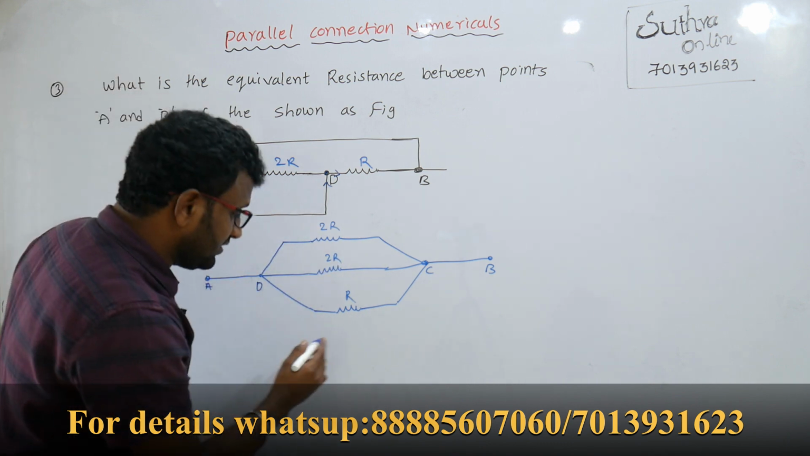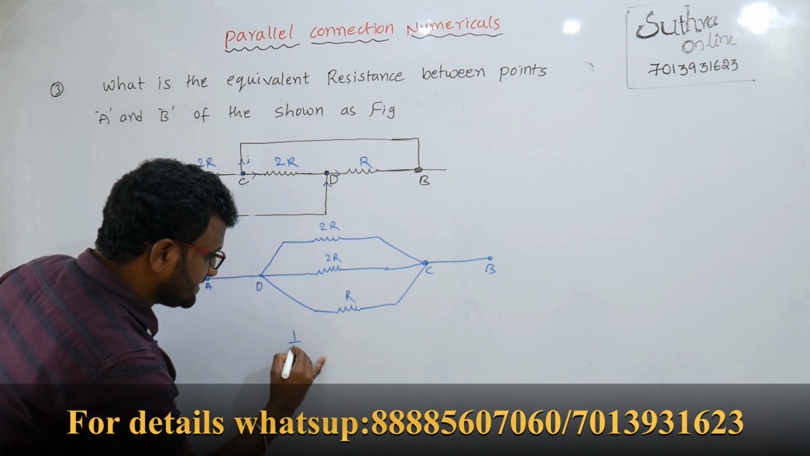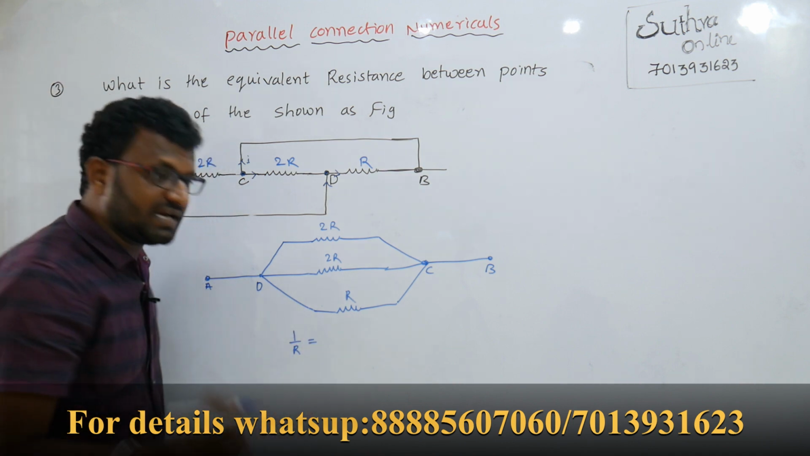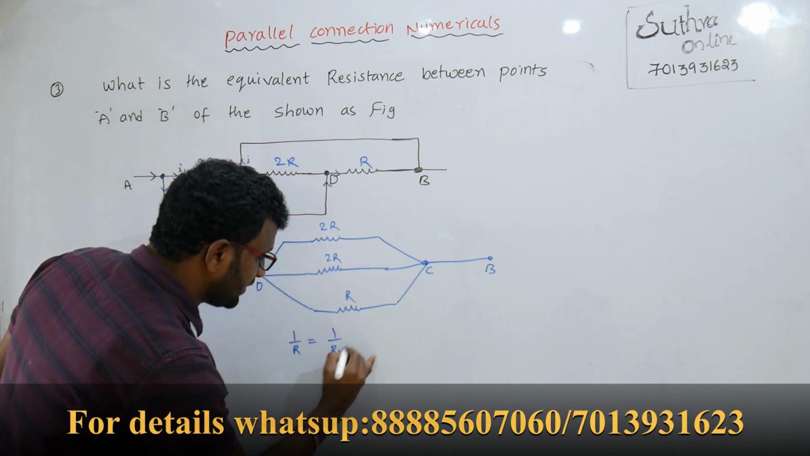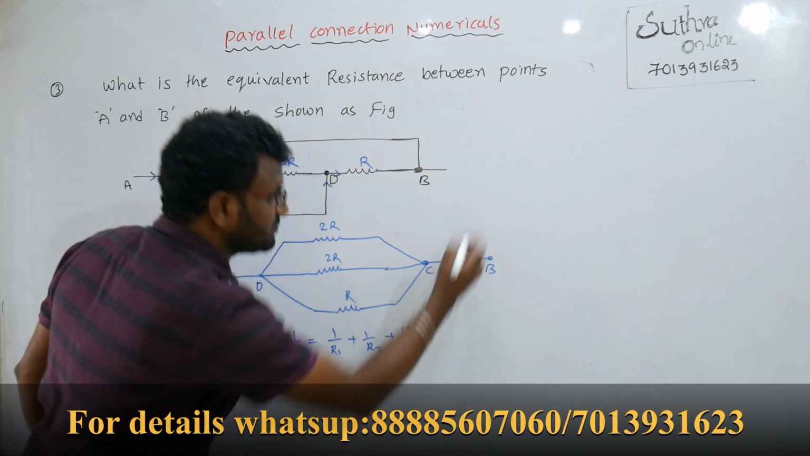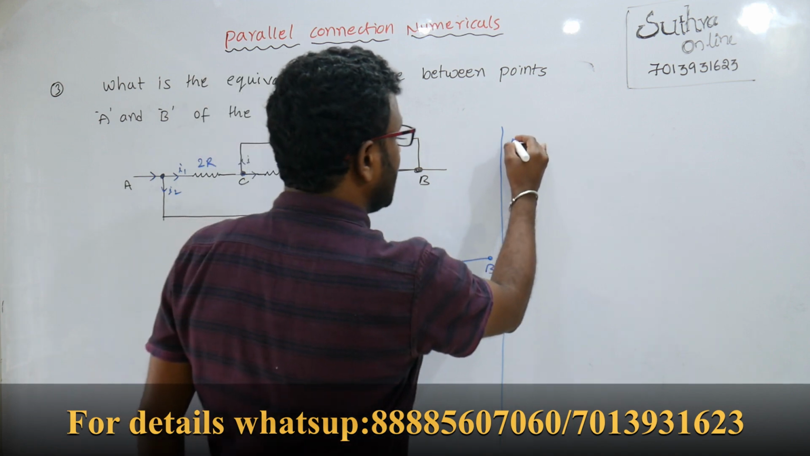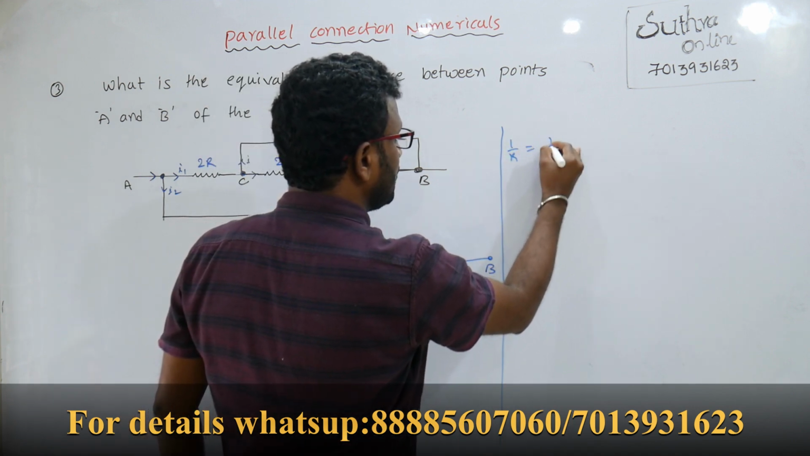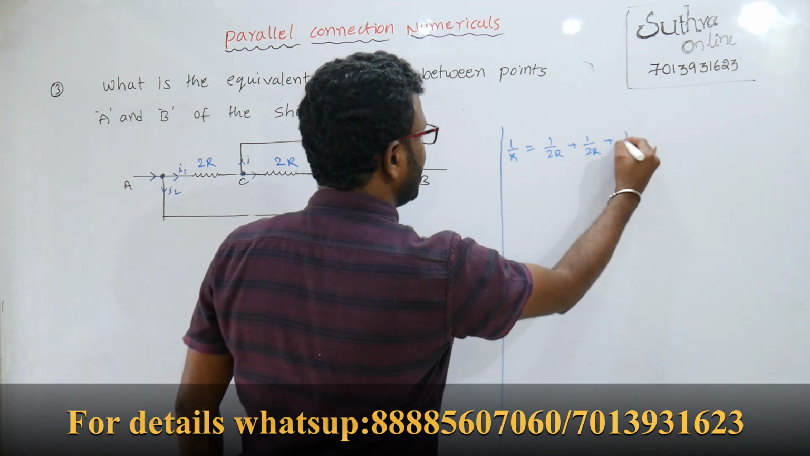Right, now you can use a formula. What is that formula? For equivalent resistance, when three resistances are connected in parallel connection, what will come? 1 by R1 plus 1 by R2 plus 1 by R3. Now you can substitute values. So what will we get here? 1 by R is equal to 1 by 2R plus 1 by 2R plus 1 by R.